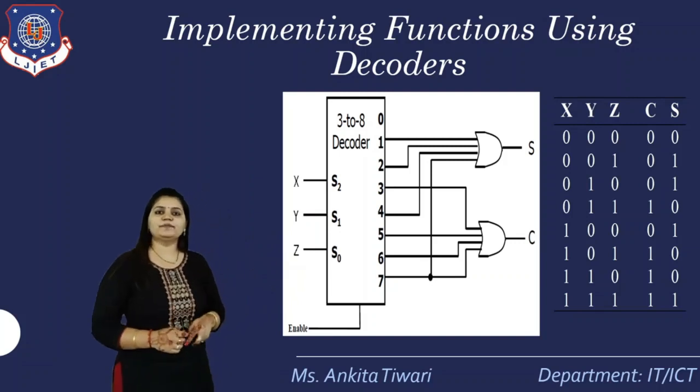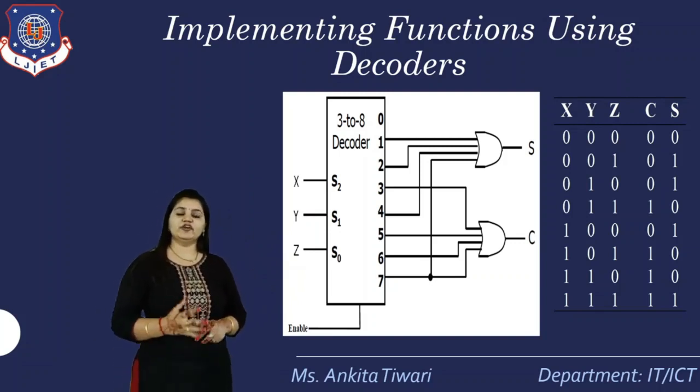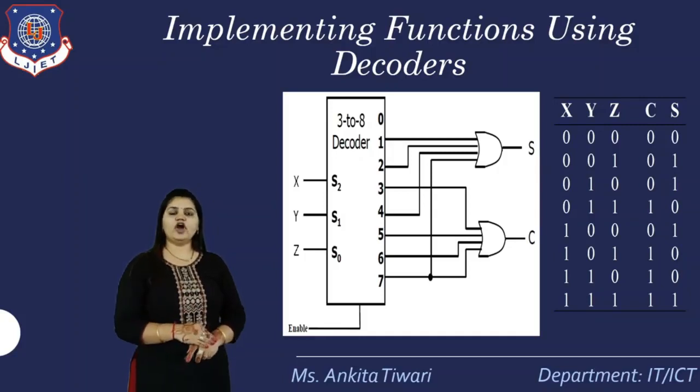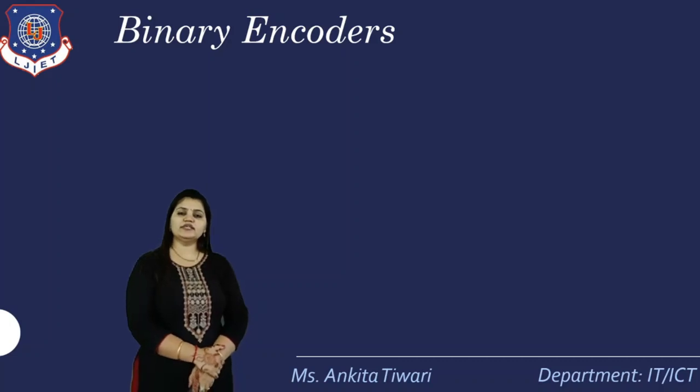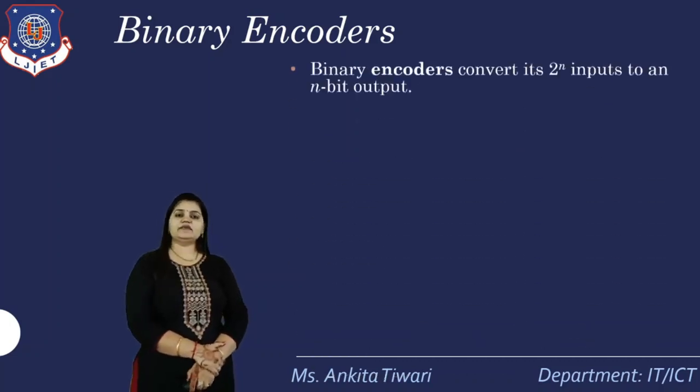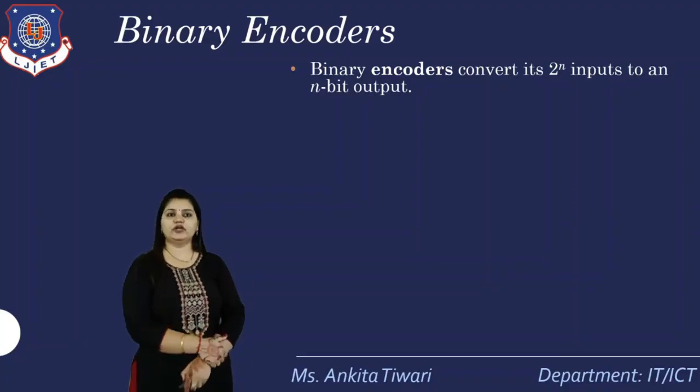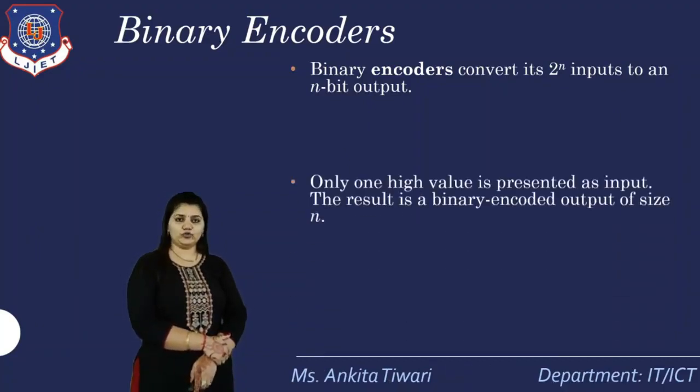Okay, so this is what implementing functions using a decoder is, where we have taken an example of a full adder. Now after that, we'll see another type of system that we have, which is encoders. A binary encoder converts 2 raised to n inputs, opposite of a decoder, to an n-bit output.